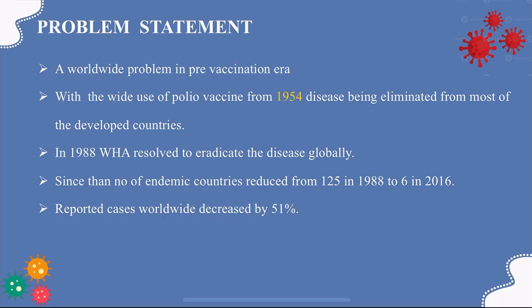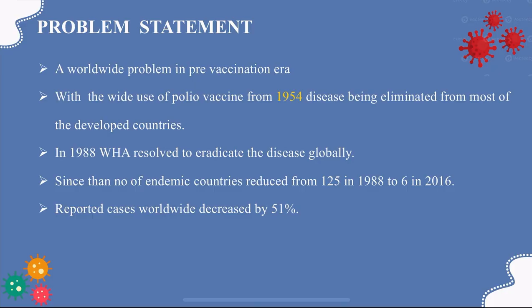Moving further to the problem statement. A worldwide problem in the pre-vaccination era was poliomyelitis. In the pre-vaccination era, the vaccine was not yet discovered; it was the era before the invention of the vaccine. They found poliomyelitis to be a very big worldwide problem. With the wide use of polio vaccines since 1954, they eliminated the disease, especially in most of the developed countries.